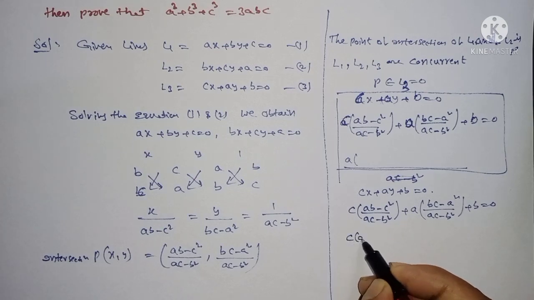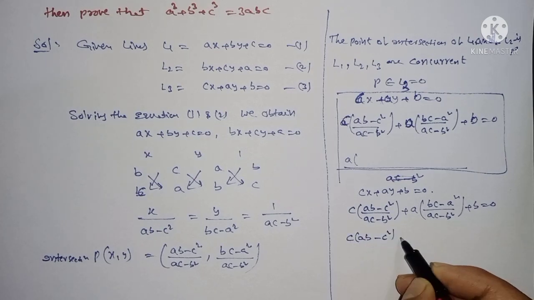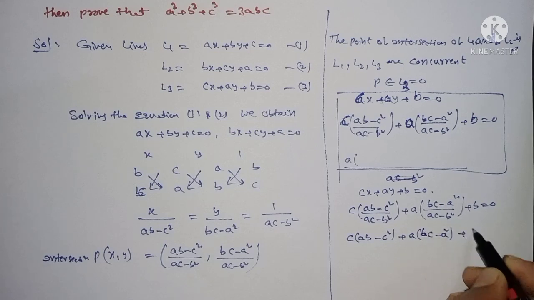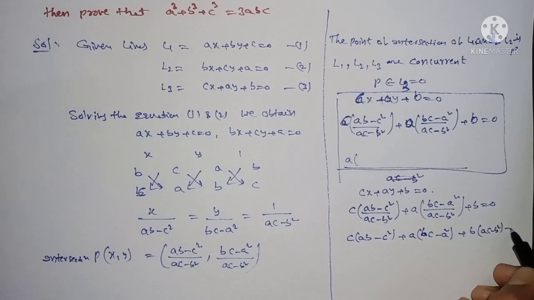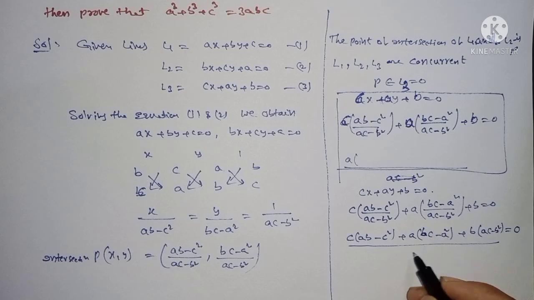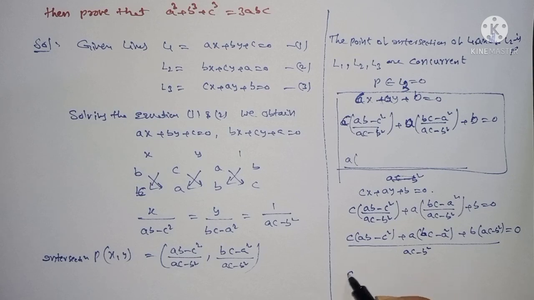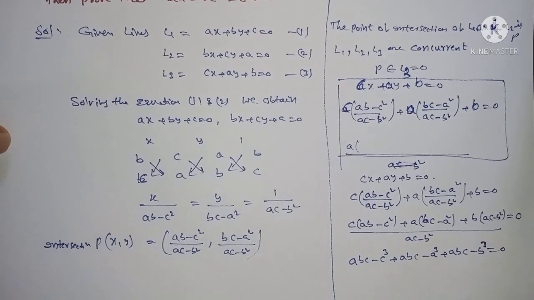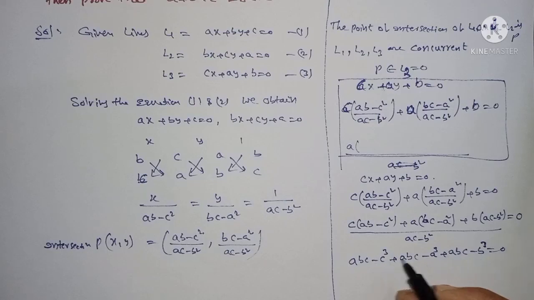You can write here c of ab minus c square plus a of bc minus a square plus b of ac minus b square is equal to 0, because ac minus b square is the LCM. You can multiply whatever there is: abc minus c cube plus abc minus a cube plus abc minus b cube is equal to 0. Therefore I can write here minus a cube minus b cube minus c cube, and bring this to the other side.